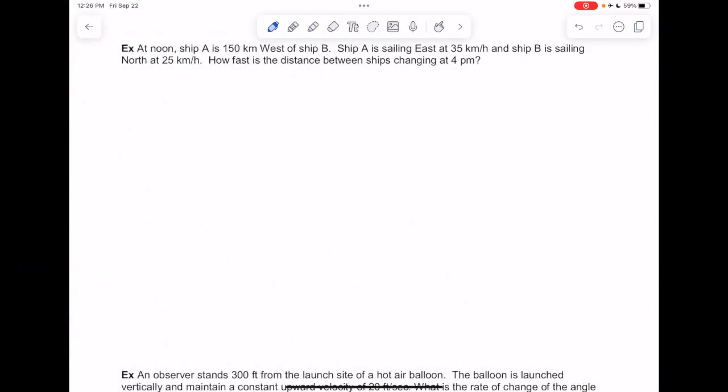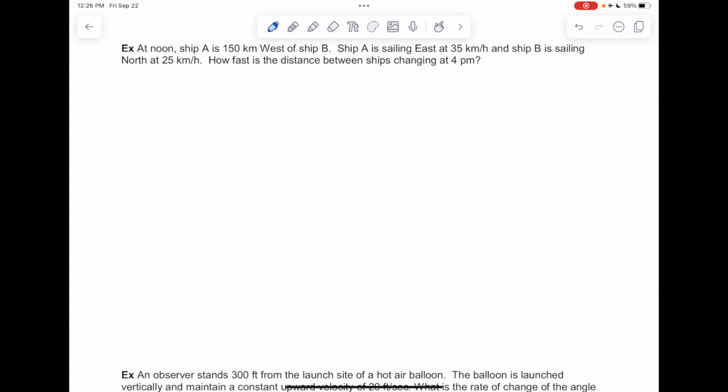All right, we're going to go ahead and look at another example with ships, but this one has some pretty big differences in it from the last one, so probably important to see some variations. At noon, ship A is 150 kilometers west of ship B. Ship A is sailing east at 35 kilometers per hour, and ship B is sailing north at 25 kilometers per hour. How fast is the distance between the ships changing at 4 o'clock?